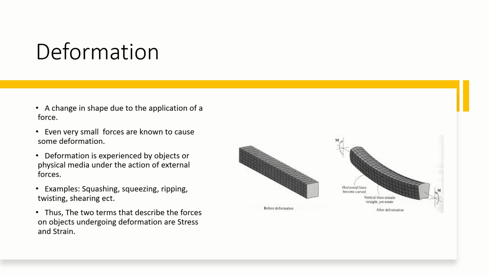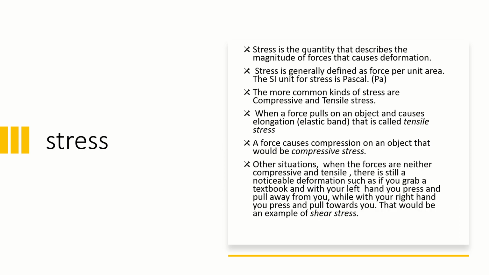And if you take a look at the photo before deformation, there's nothing going on with the object. But then after deformation, you can see that there's a certain change in the way that it's curved. And then next up is stress, which is the quantity that describes the magnitude of forces that cause deformation. Stress is generally defined as a force per unit area, and the SI unit for it is the pascal or Pa. And the more common types of stress are compressive and tensile stress.